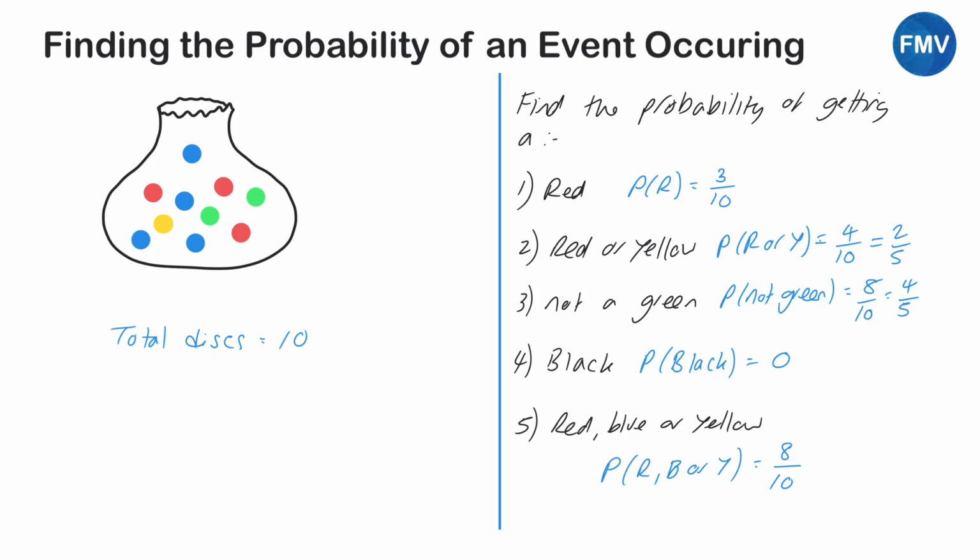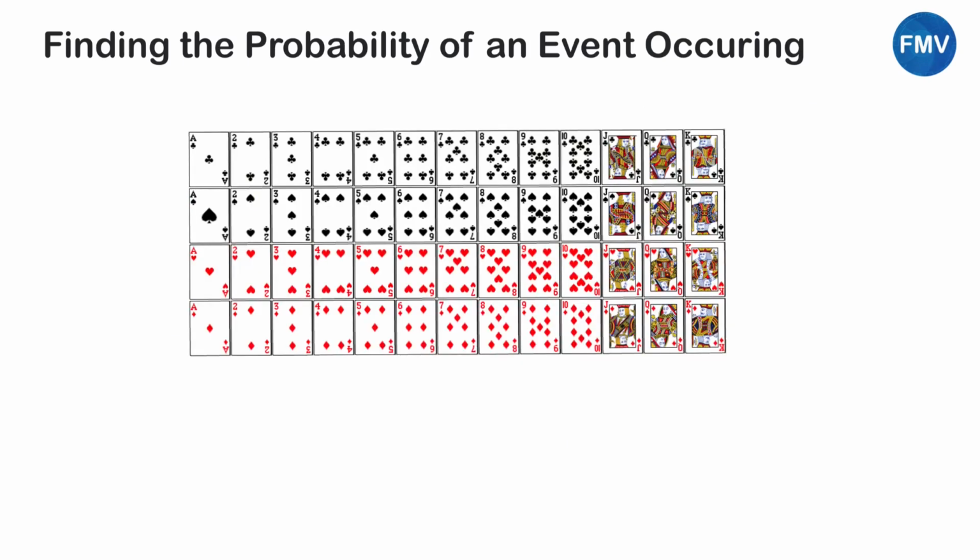Okay, hopefully that gives you the very basics of probability. Let's look at this in a more complex situation. Before we look at the next set of questions, we need to understand what a deck of cards looks like. The thing to see here is that you have four suits: clubs, spades, hearts, and diamonds. They're your suits, and in each suit you have 13 cards.